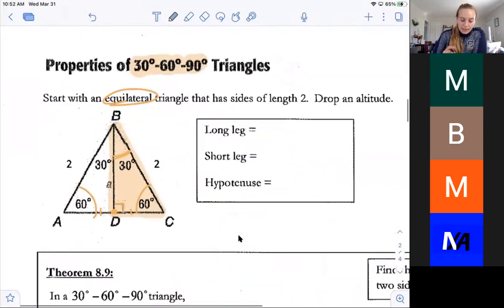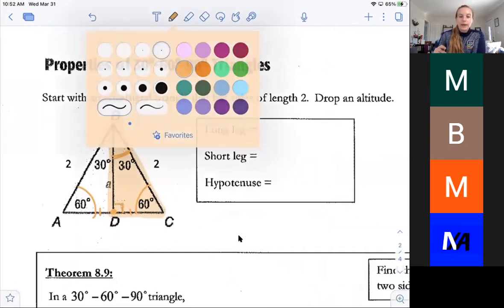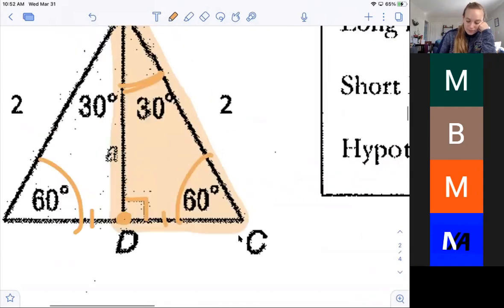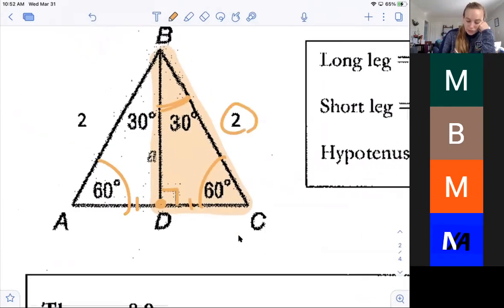So 30, 60, 90, again, was the one that I told you came from an equilateral triangle. So I just previewed it a minute ago. It's special because it comes from an equilateral triangle. And we wanted to also have side lengths of 2. That's just going to help with our generalizing as we go. So my side lengths are 2. So BC is 2, AB is 2, and then AC is also 2.